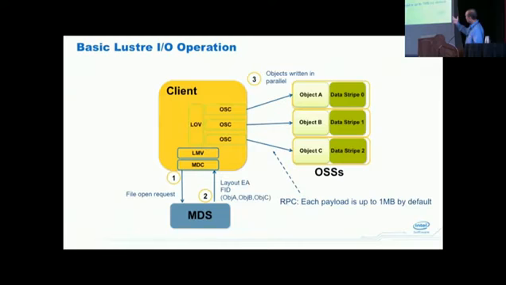And then based on that, you have object storage clients on your client, and they can talk in parallel to the different OS servers and targets. The unit that the clients use to talk to the object storage targets is RPCs. And each payload, by default, is 1 megabyte. And we all know that we can go larger now, but that's not going to factor into this talk.